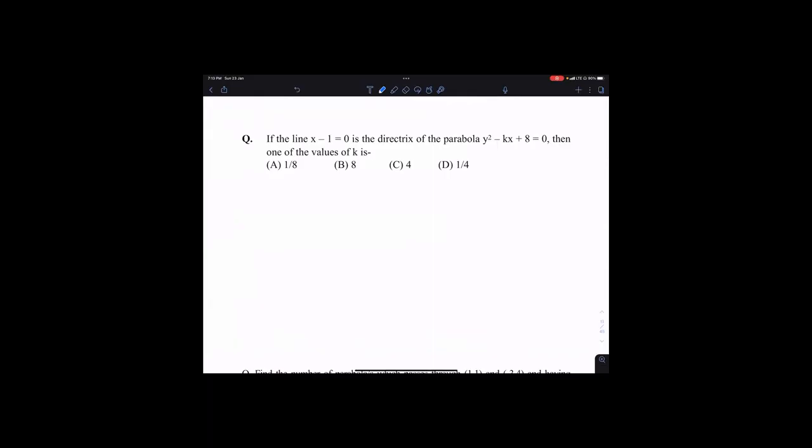If the line is the directrix of the parabola, then one of the values of k is. Now they are saying this is the directrix of this parabola. Okay, now what is the parabola? That is kx equals to, or you can write it as y square equals to.